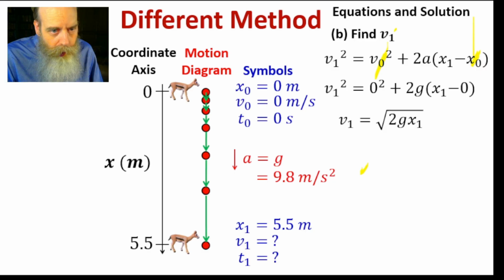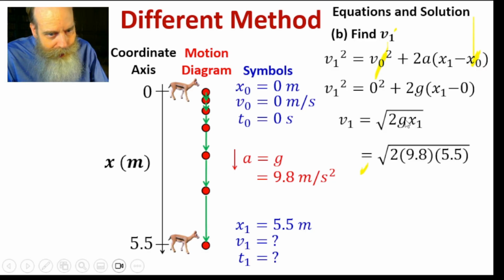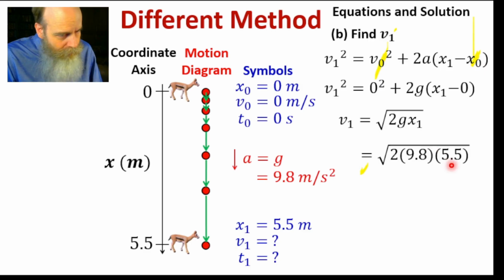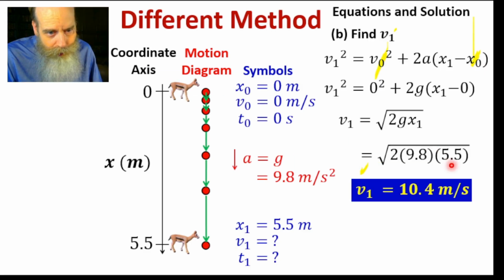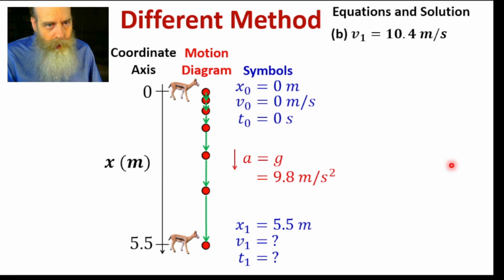Now let's put in our numbers. g is 9.8, x1 is 5.5, and we finally get v1 equals 10.4 meters per second. So now we've got v1, part B, and now let's find part A, t1.